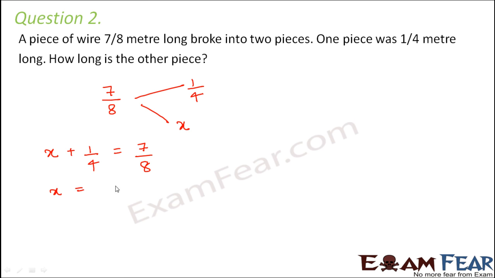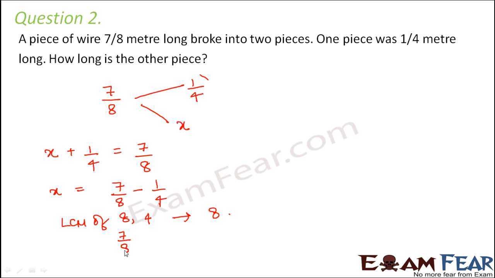So therefore x would be 7 by 8 minus 1 by 4. So from the total you subtract the first piece. So whatever will be left would be the second piece. So now you have to subtract these two. So again we will do the same thing. In this case these are unlike fractions. So let us find out LCM of 8 and 4. So LCM of 8 and 4 would be 8.